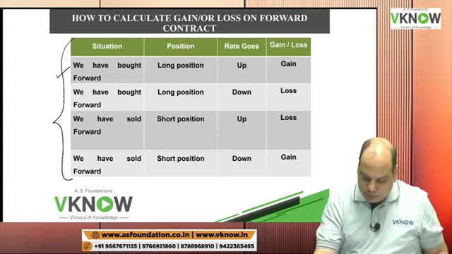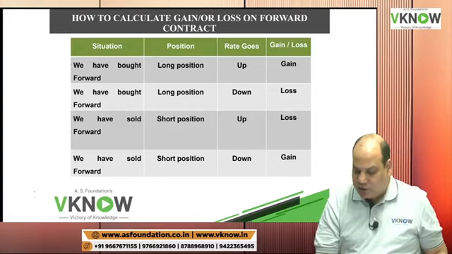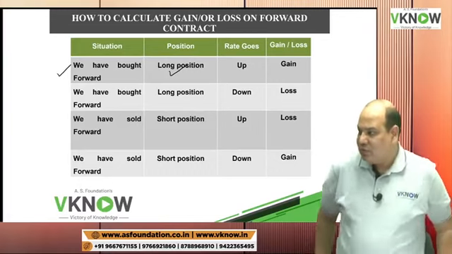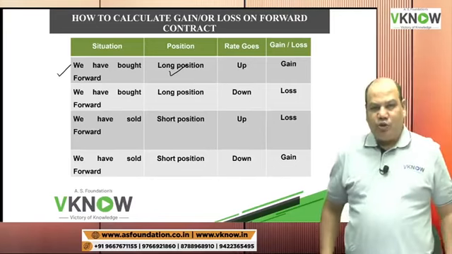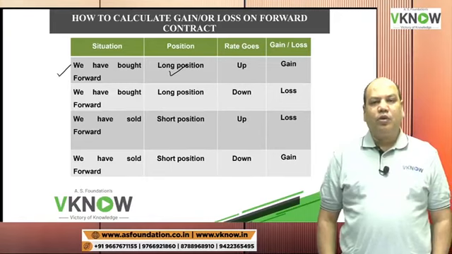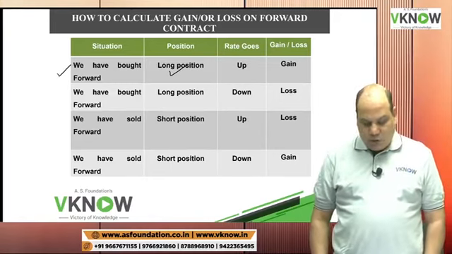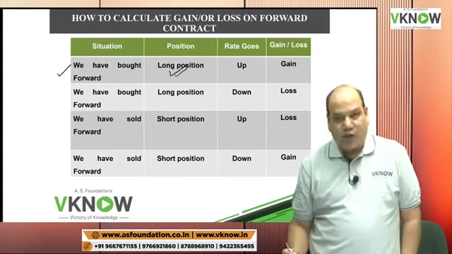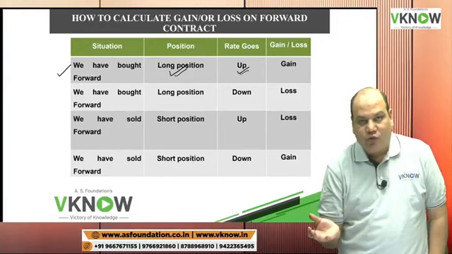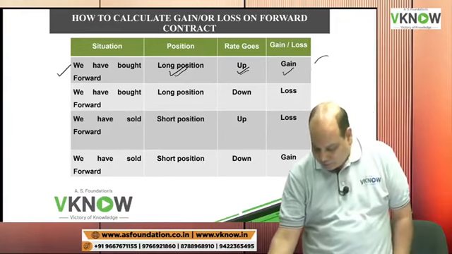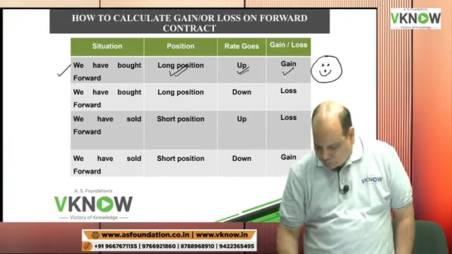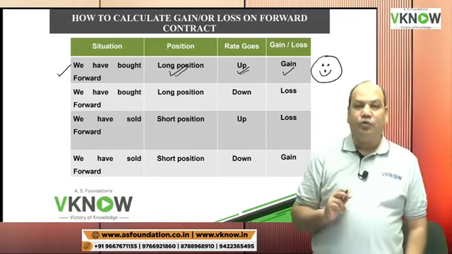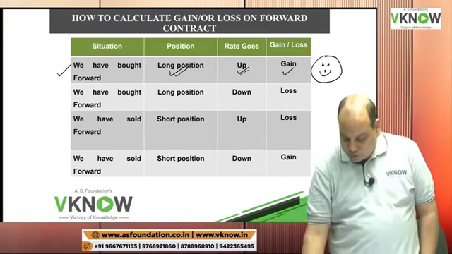Situation number 1: we have bought forward, like this example of Gopal, which is called a long position. This is a technical word. In your exam, if they say Gopal has entered into a long position, it means Gopal has entered into a forward contract to buy. He has contracted to buy. If the rate is going up, Gopal will gain. If you buy forward and the rate goes up from 72 to 74, rate goes up, gain.